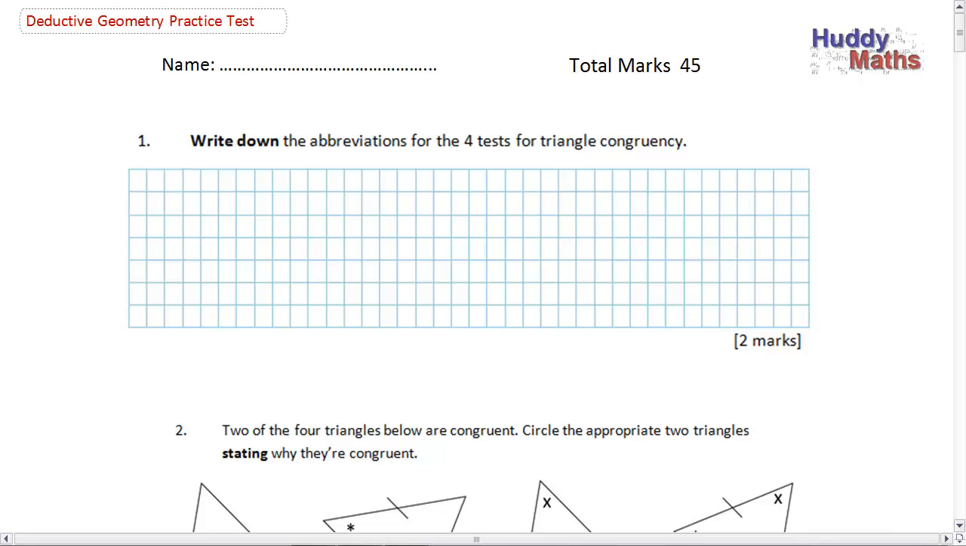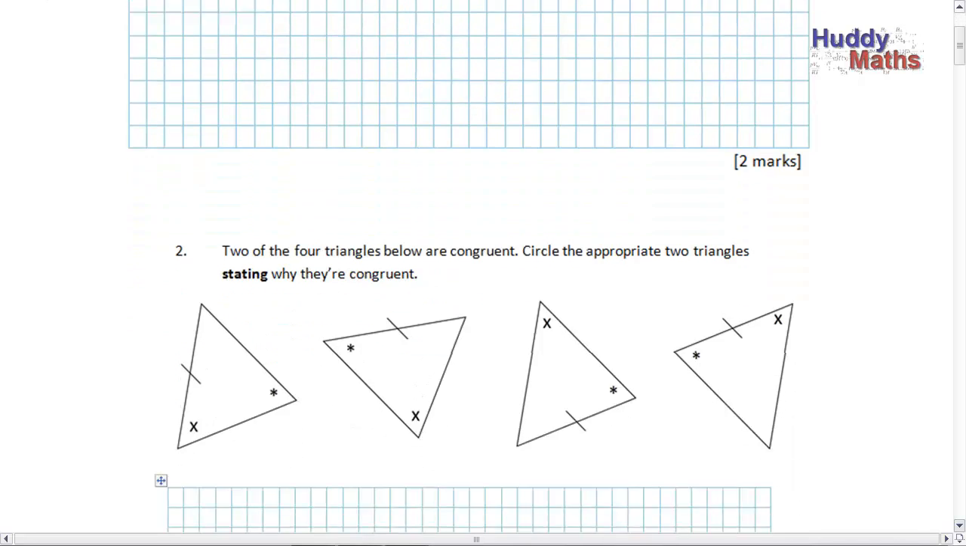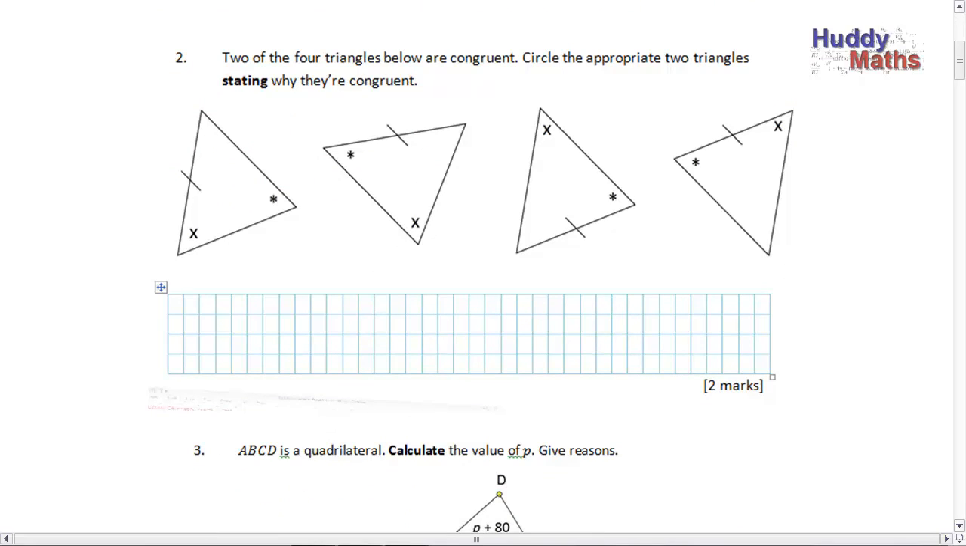Here's the first question. Write down the abbreviations for the 4 tests for triangle congruency, worth 2 marks. Pause it and have a go. Question 2. 2 of the 4 triangles below are congruent. Circle the appropriate 2 triangles stating why they're congruent. Don't forget those reasons from back in question 1.